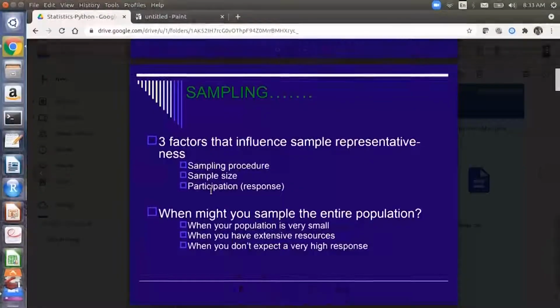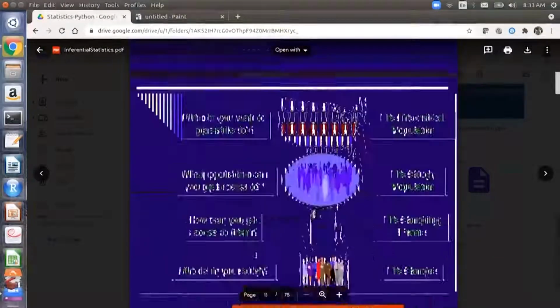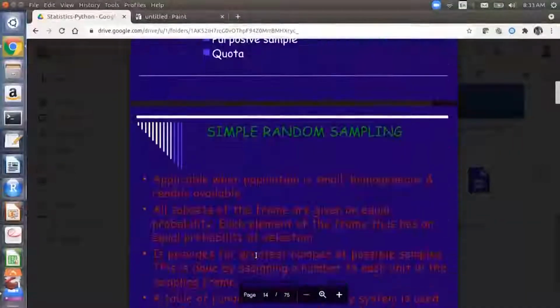Participation. Now your candidate is not participating and you cannot force your candidate to participate. This particular thing you cannot control. I can control sample size and sampling type, but participation I cannot really control. So you can get any type of people and there is no way you can control them. Understood or not understood, guys? Yes. Okay. Now simple random sampling is simple.